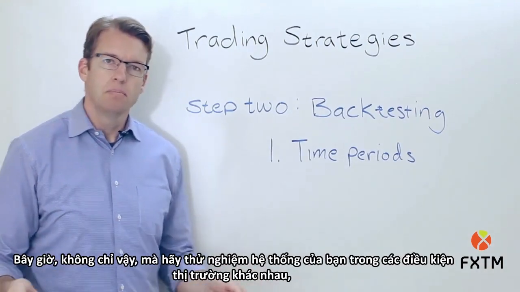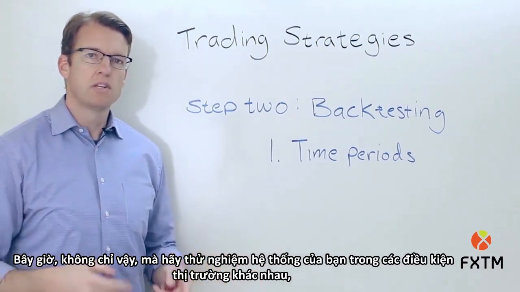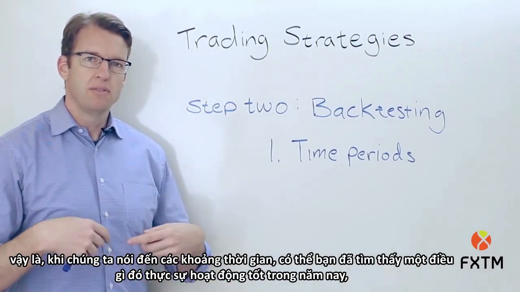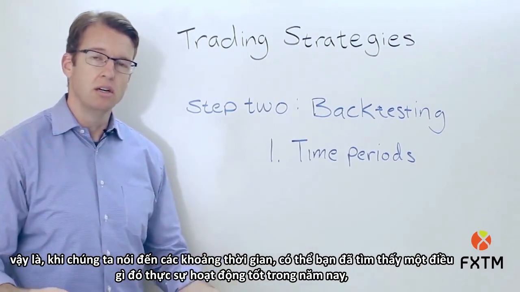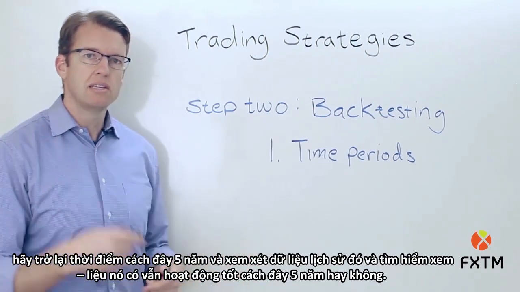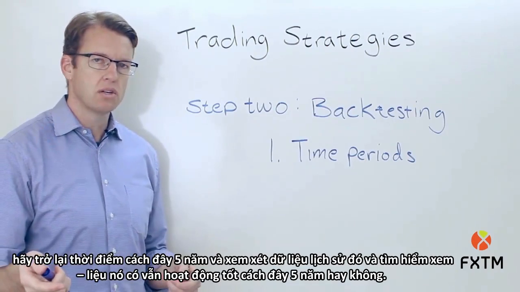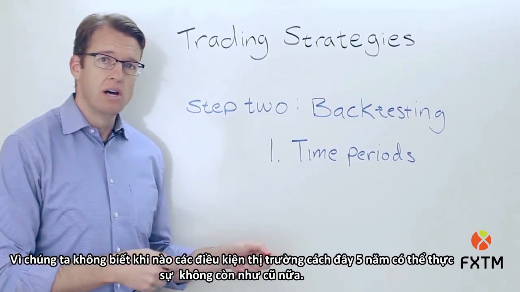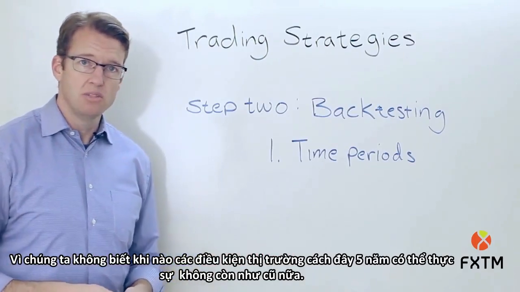Now, not only that, but also test your system over different market conditions. So when we say time periods, well, you might have found that something worked really well this year. Well, go back 5 years in the past and look at that historical data and see, did it still work 5 years ago as well? Because we don't know when the market conditions of 5 years ago may actually wind up reasserting themselves.